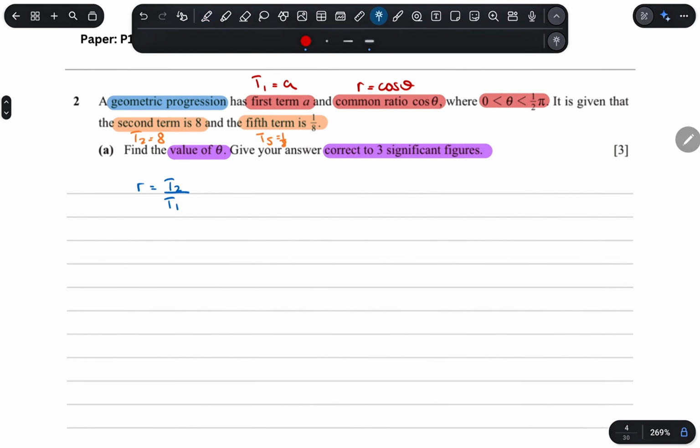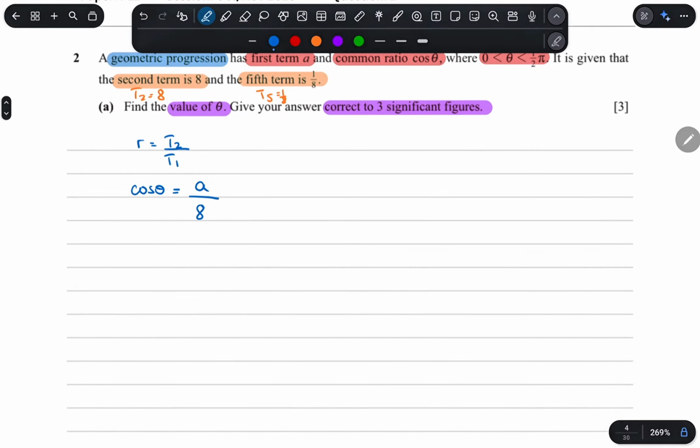We know that the common ratio is cos theta, the first term is a, and the second term is 8. We can substitute these values, so we have cos theta equals 8 upon a. Solving for a, we have a equals 8 upon cos theta.